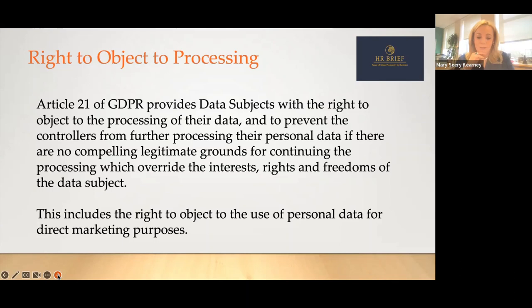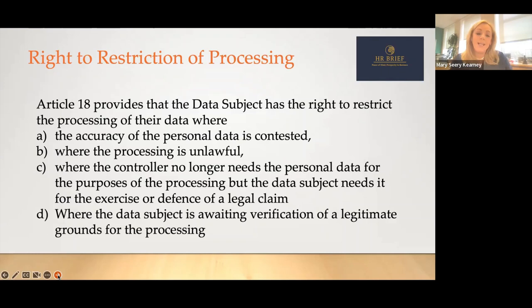Right to restrict processing. Let's say I was thinking of suing you. I could say, I want you to hold that information. You have to store it. You're not to delete it. You're not to do anything with it. I want you to just hold it there and do nothing with it for the time being. So that's a restriction of processing.